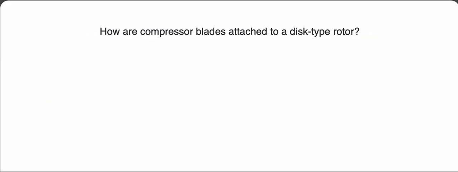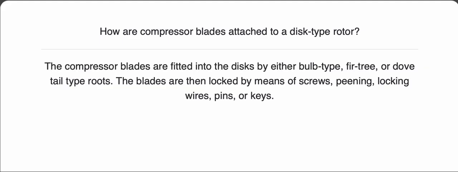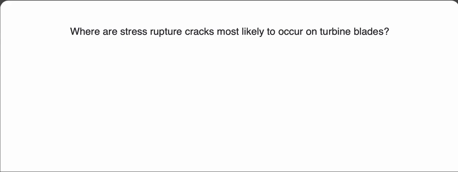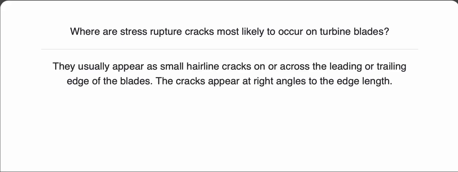How are compressor blades attached to a disc-type rotor? The compressor blades are fitted into the discs by either bulb-type, fir tree, or dovetail-type roots. The blades are then locked by means of screws, peening, locking wires, pins, or keys. Where are stress rupture cracks most likely to occur on turbine blades? They usually appear as small hairline cracks on or across the leading or trailing edge of the blades. The cracks appear at right angles to the edge length.